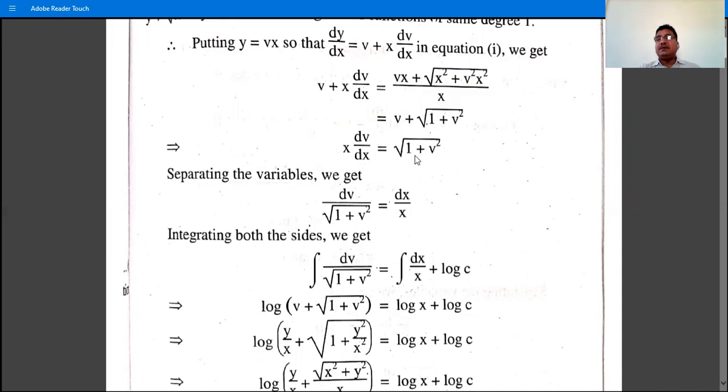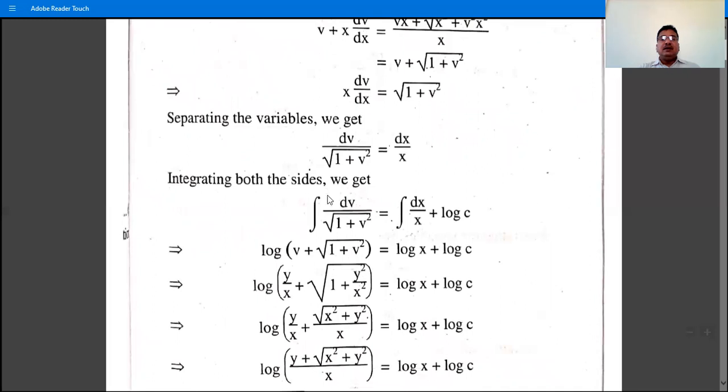This is in the variable separable form. So separate the variables. After substitution y is equal to vx, this equation reduced to variable separable form. So we have, shifting this root 1 plus v square to LHS, dv by root 1 plus v square is equal to dx by x on RHS. So integrating both sides after separating the variables, we have integration dv by root 1 plus v square is equal to integration dx by x plus constant of integration. Suppose log c is the constant of integration.